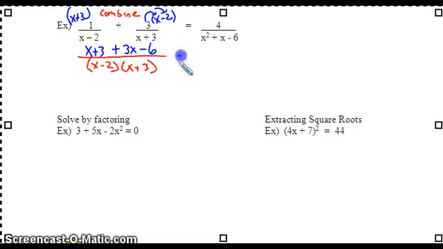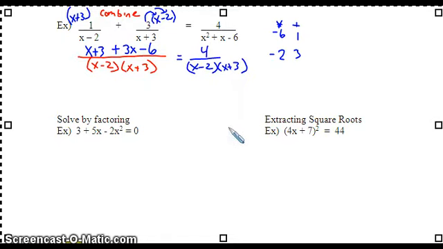Now over here, what I'm going to do is I'm going to take the time to factor this so that I can see a relationship that forms here. If I factor this, what multiplies to be negative 6, but adds to be 1? Notice that that's negative 2 and a positive 3. This would be x minus 2 times x plus 3.